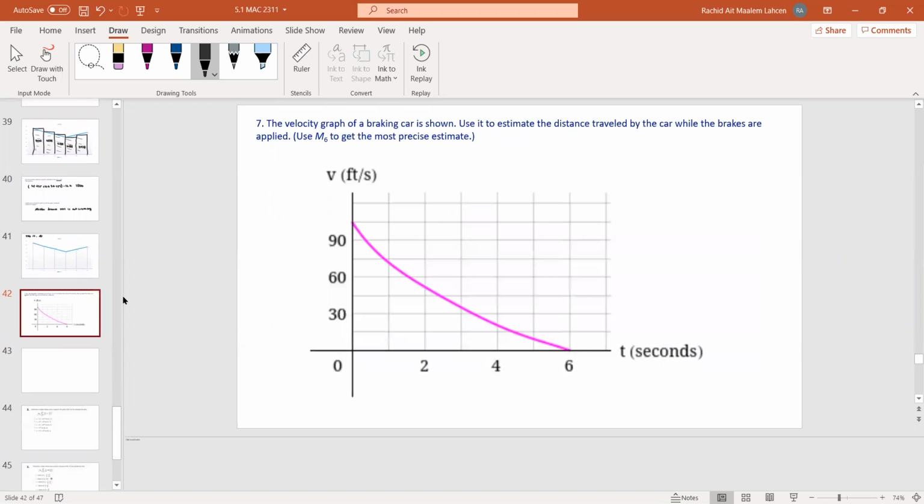Let's do another example from the homework. The velocity graph of a braking car is shown; use it to estimate the distance traveled by the car while the brakes are applied. Use M6. So we're going to use some sample points, the middle, and there are going to be 6 of them. All right.